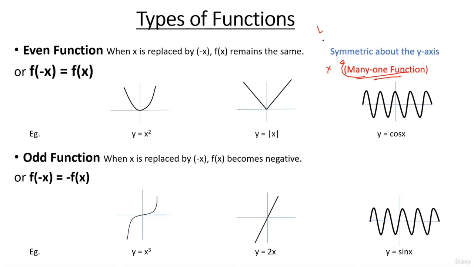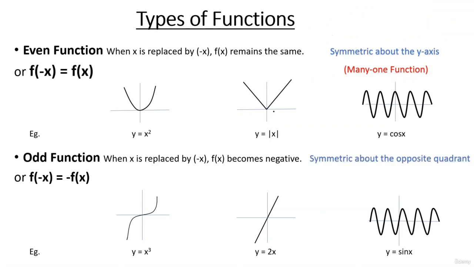Okay, for example, if you write y is equal to mod of x plus 2, okay, in this case it is definitely a many one function, right? Because the graph will be something like this. Okay, but it is not even, it's not symmetric about the y-axis, right? Okay, so y is equal to mod x plus 2 is a classic example of a function which is many one, but it's not even, right?